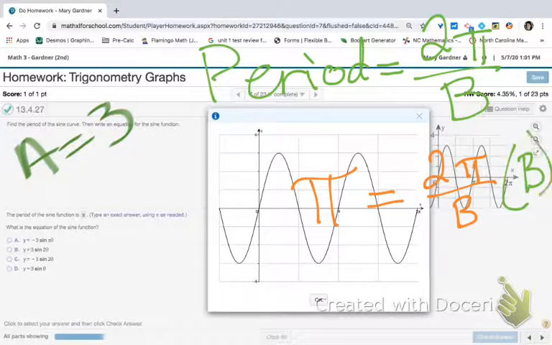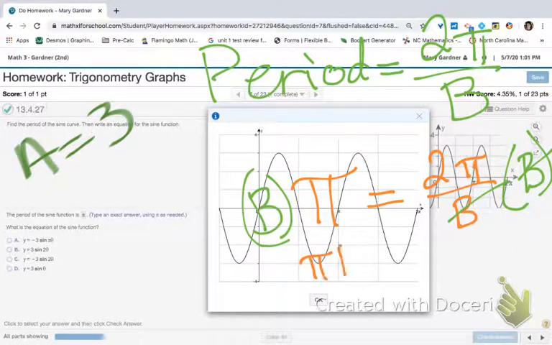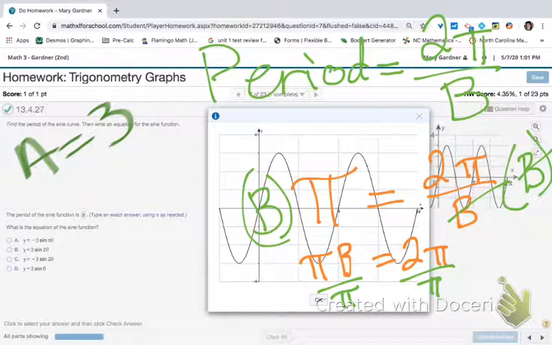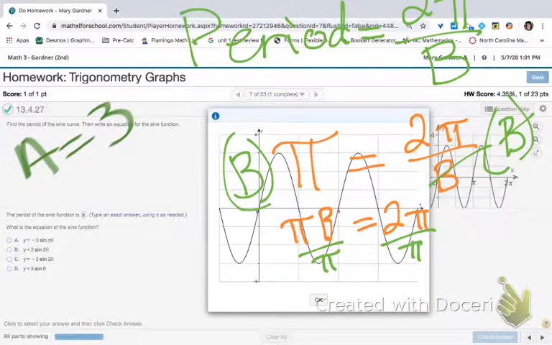Now we want to multiply both sides by b to get it out of the denominator. So we've got pi b equals 2 pi. And then, of course, we'll divide by pi to get b by itself. So when we divided everything by pi, we're left with b equals 2. So my b value, what's next to the theta, needs to be 2.